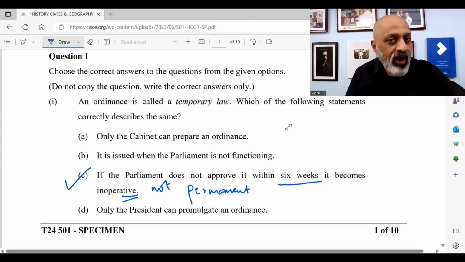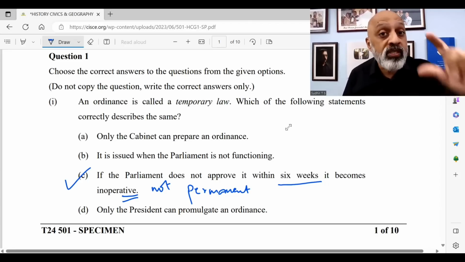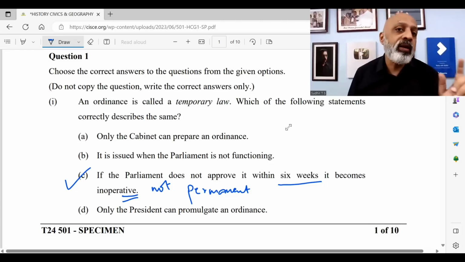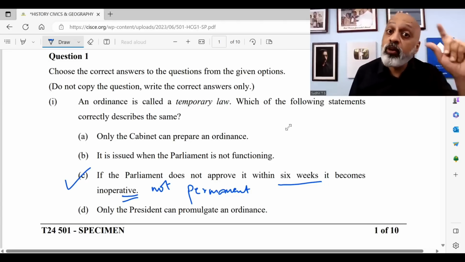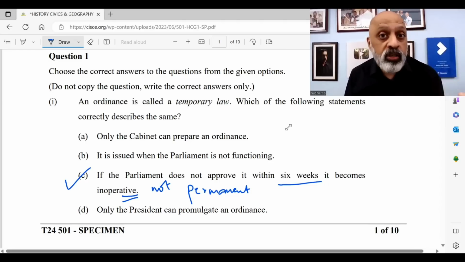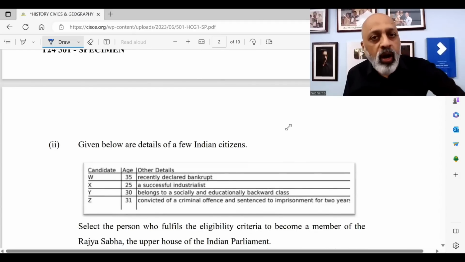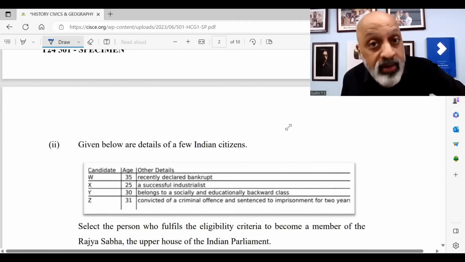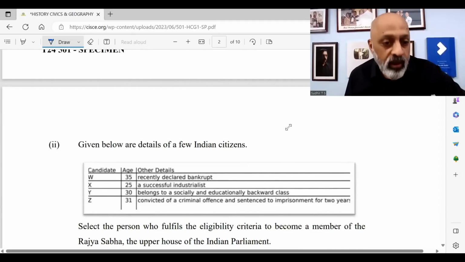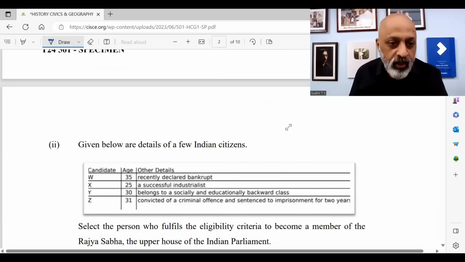law. Okay, so why I'm saying this is that you will now read all the 4 options more carefully than you did in the past, more carefully than your seniors did in 2023 and 2022. Okay, let's move forward. Given below are details of a few Indian citizens. The first one, W, is age 35, but was recently declared bankrupt.